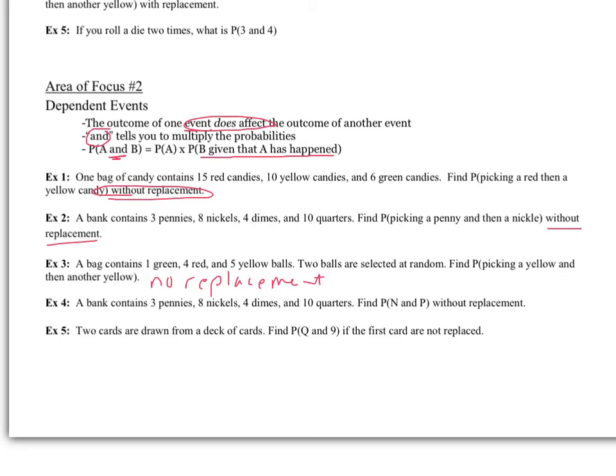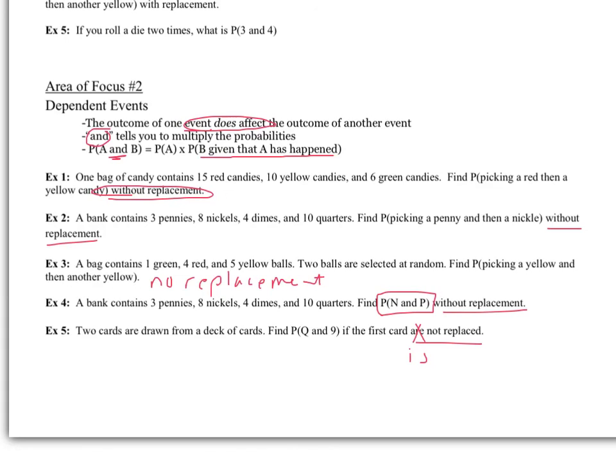The next one we have dimes and quarters and change basically. What's the probability of N and P? And they say without replacement, so that defaults it to a dependent event. And then two cards are drawn from a deck. What's the probability of a queen and a 9? If the first card is not replaced, that should be "is." So all examples of dependent events.